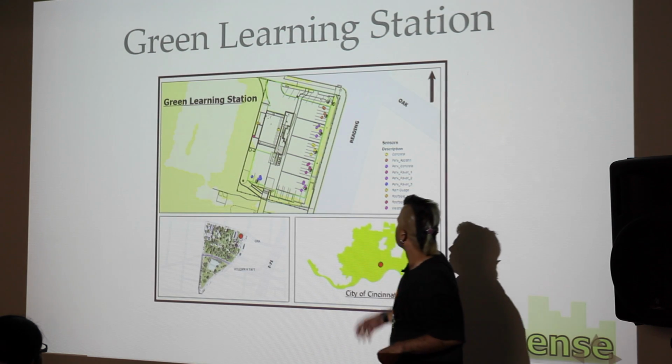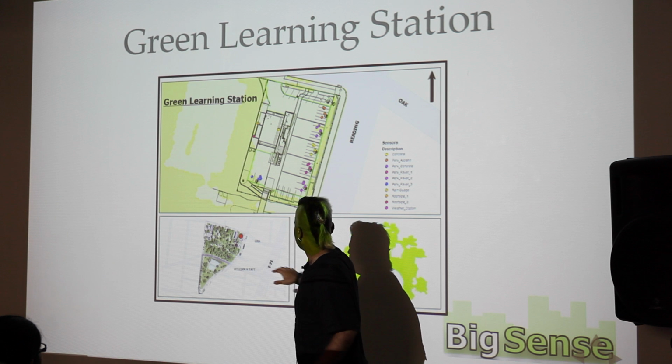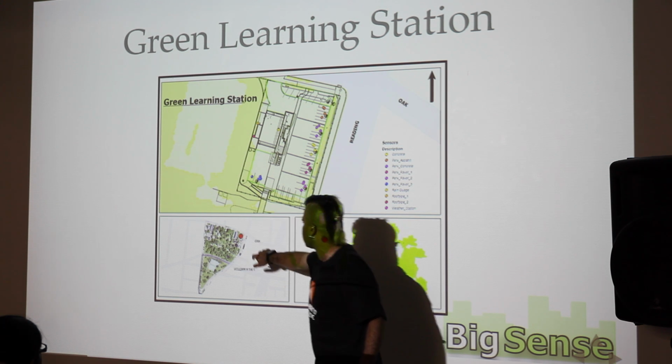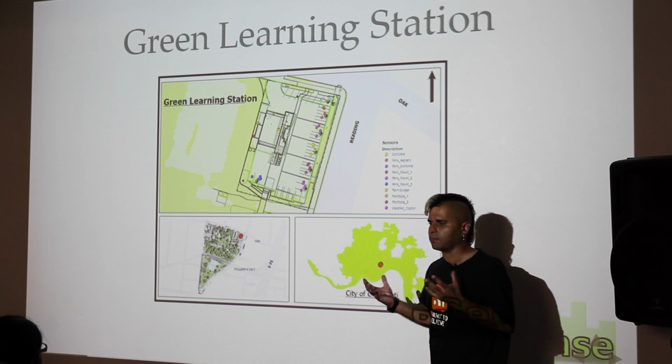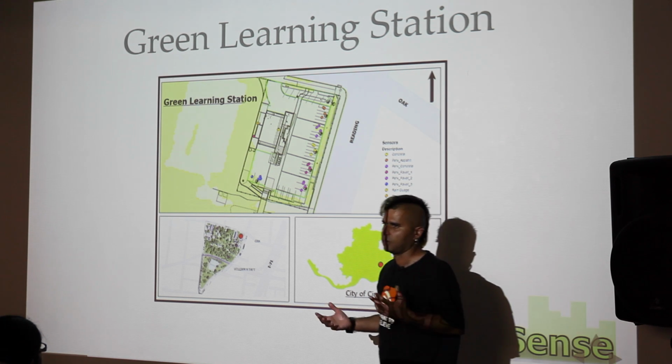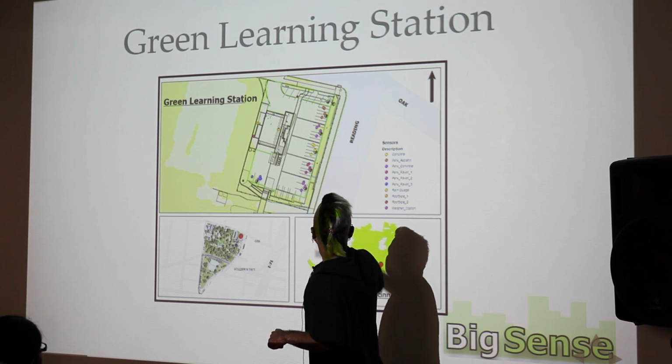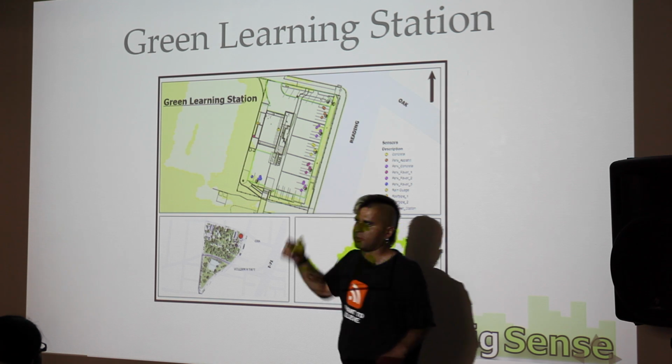So this is a map of the Green Learning Station in its relationship to Cincinnati. So there's the Green Learning Station, there's the park around it. This was done in ArcGIS, which is a major industrial geographical information software. And here are all of our sensors. So we gathered all of our sensor data.